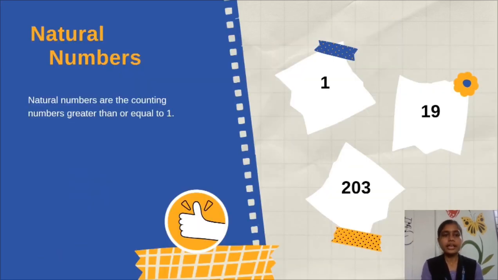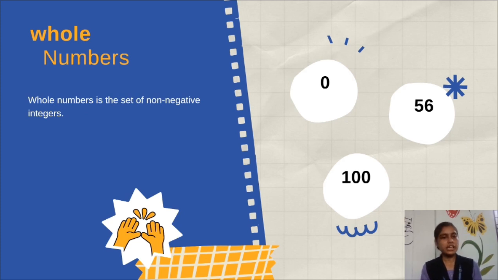Here, it is natural numbers. Natural numbers are the counting numbers greater than or equal to 1. For example, 1, 2, 3, etc. The next type is whole numbers. What is whole numbers? Whole numbers is the set of all non-negative integers such as 0, 1, 2, 3, etc. It's the set of all natural numbers together with 0.